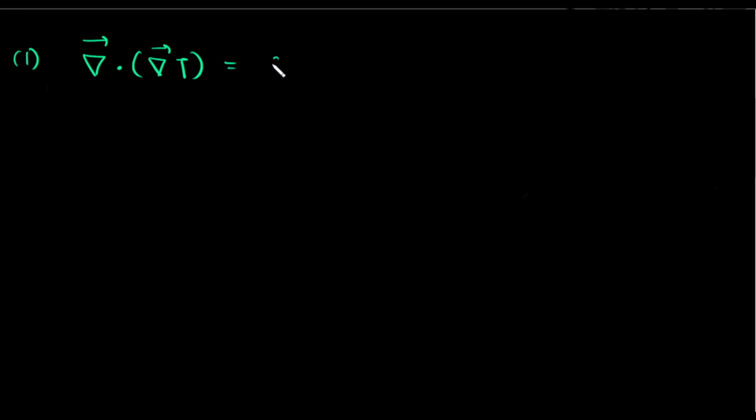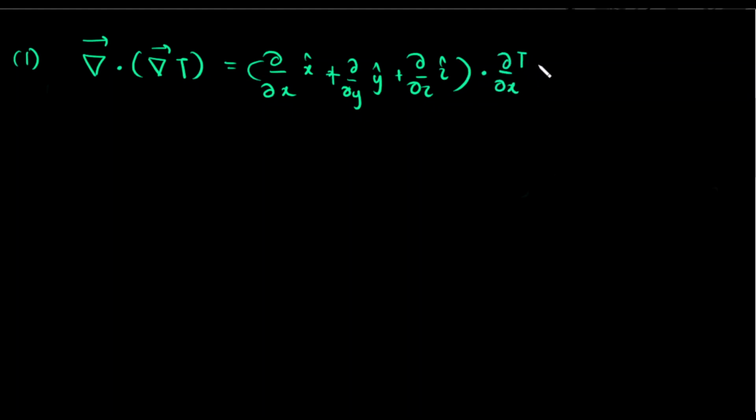Now I know that this del operator can be written as ∂/∂x x hat plus ∂/∂y y hat plus ∂/∂z z hat. The product with ∂t/∂x x hat, ∂t/∂y y hat, ∂t/∂z z hat. Now I'm going to take the dot product. You know that x hat dot x hat equals 1 and x hat dot y hat equals 0. Likewise for the others.